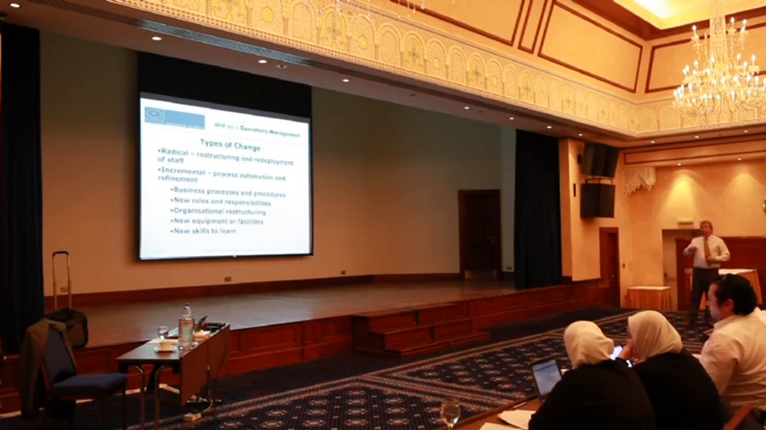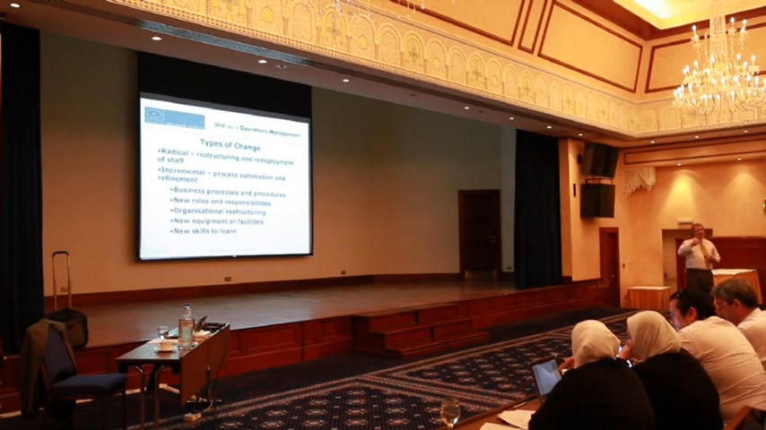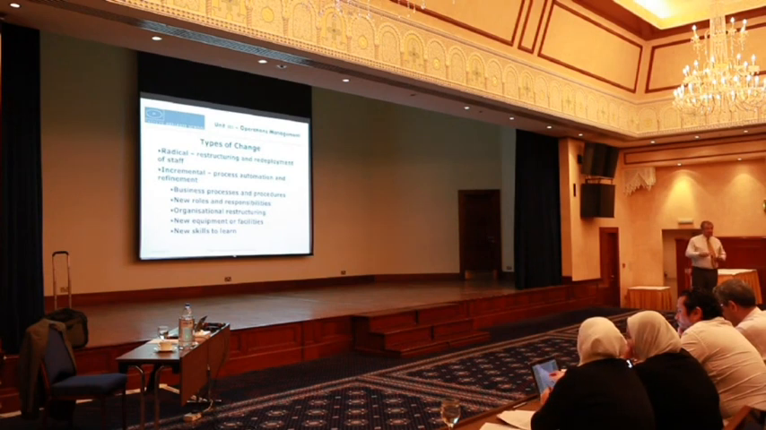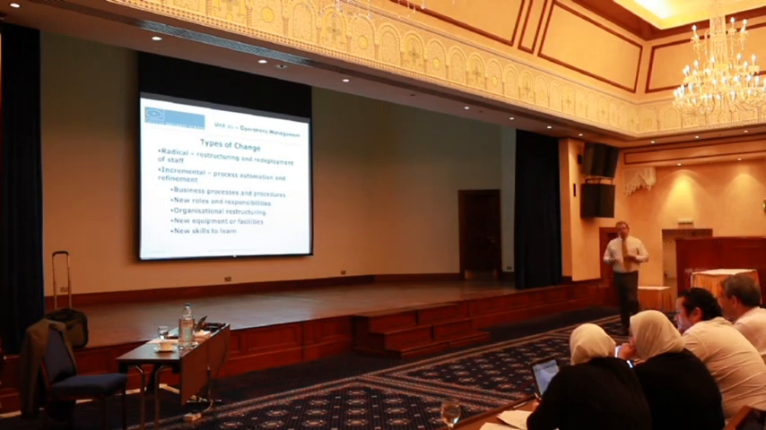Incremental, on the other hand, is simply process automation or refinement of existing processes. What you are doing in this particular one is essentially continuous improvement in quality terms of whatever it is that you're doing at the moment. So it could be new businesses or procedures, it could be new roles and responsibilities, it could be organizational restructuring, it could be putting in new equipment or facilities, or it could even be new skills to learn for the people. All of these things can be put in a radical way, or in an incremental way. So which way is best?